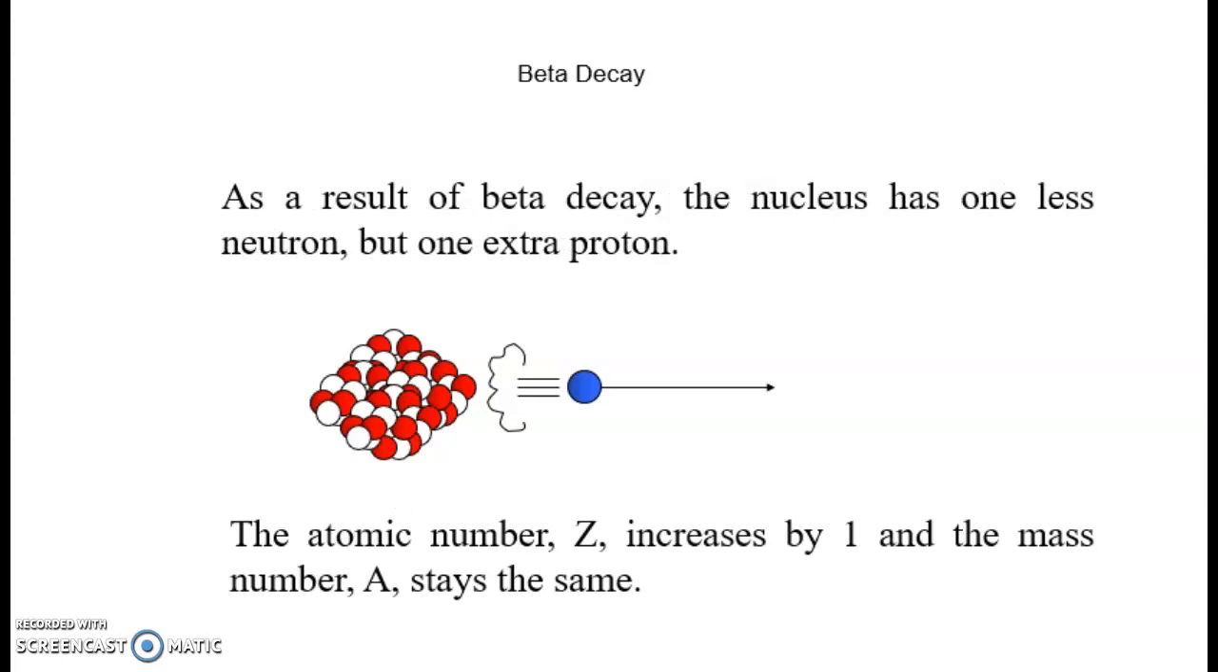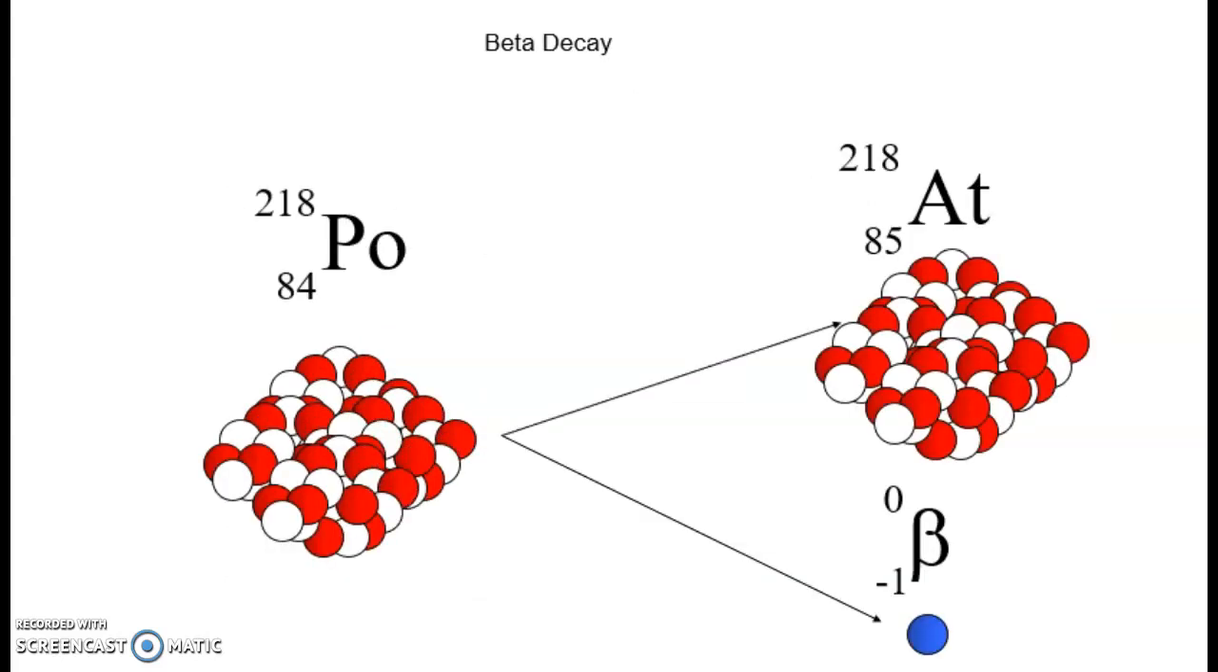As a result of beta decay, the nucleus has one less neutron but one extra proton. So the atomic number, typically represented by Z, increases by 1, and the mass number, represented by A, stays the same. Let's see what that looks like in an image.